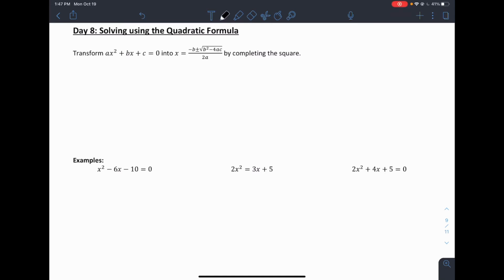Good morning, everybody. So today we're going to be looking at solving a quadratic equation using the quadratic formula.